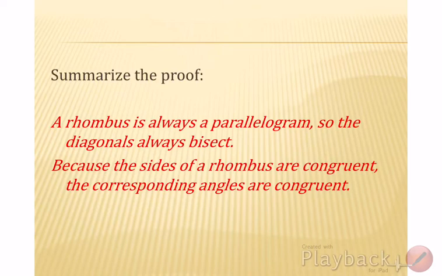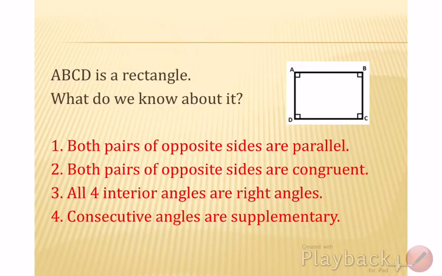Let's try another proof. ABCD is a rectangle. What do we know about it? Both pairs of opposite sides are parallel. Both pairs of opposite sides are congruent. Mark that. Congruent and congruent. These are longer. All four interior angles are right angles. We know a right angle when we see it.